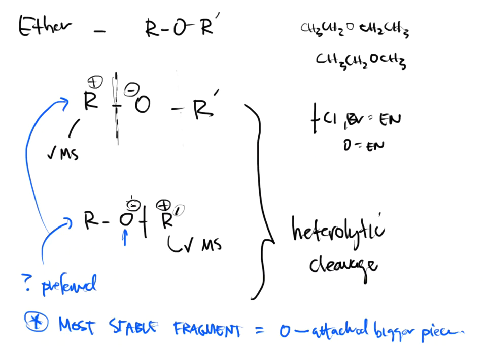Now, that's only one option. Alkyl halides, we said heterolytic cleavage was option number one, but we also had something called a homolytic cleavage. Well, guess what, people? We got homolytic cleavage in ethers as well. What do you think it's going to concern? It's going to concern the alpha carbon, just like it did in alkyl halides.